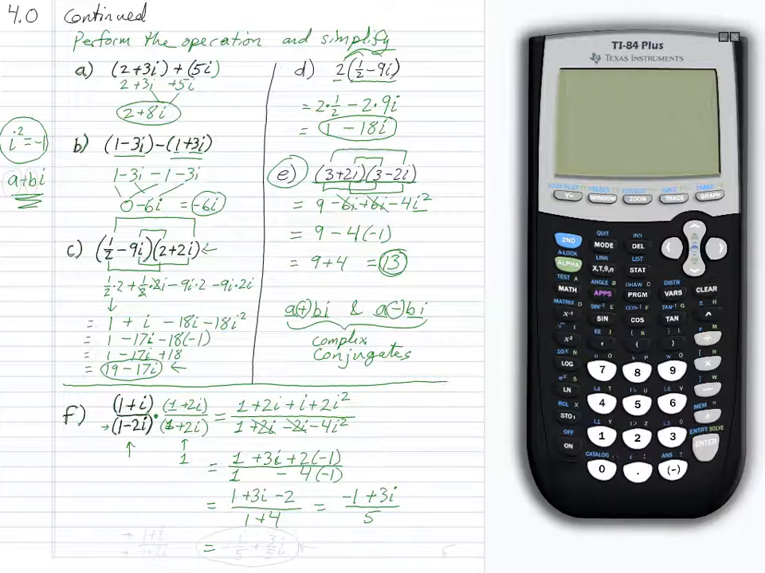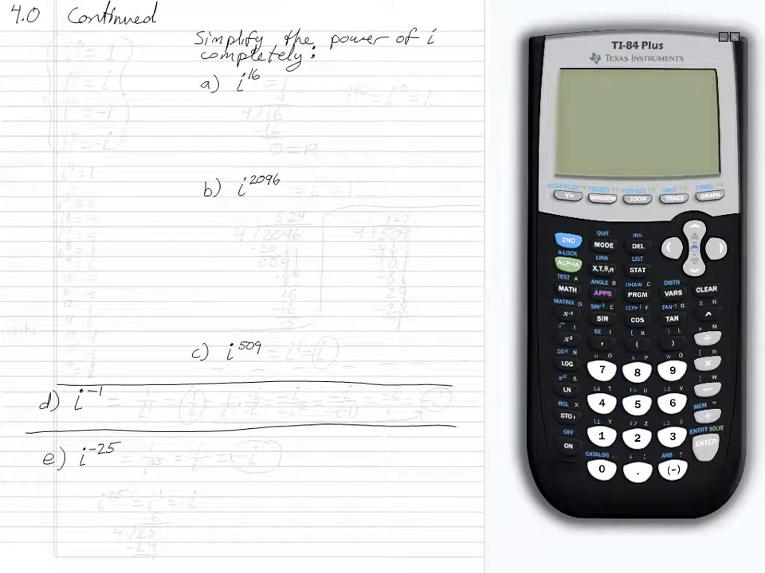And I want to take this one step further. I want to know what the real part is and what the imaginary part is. So I can break this up as negative 1 over 5 plus 3 over 5 i. That is the standard form for that complex number. This is not pure imaginary since we do have a real part. And that is equal to what we started with, 1 plus i over 1 minus 2i. So if I divide the numerator by the denominator, this complex number is the result.